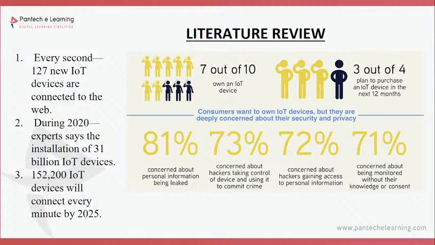Hackers are gaining access to personal information. Whatever IoT they use now, they're worried their personal information will be hacked. These are the different types of reasons. 3 out of 4 people are not sure about buying IoT devices, and they are monitored without their knowledge or consent. Some people have no idea about IoT. So this is the literature review according to the year 2020.